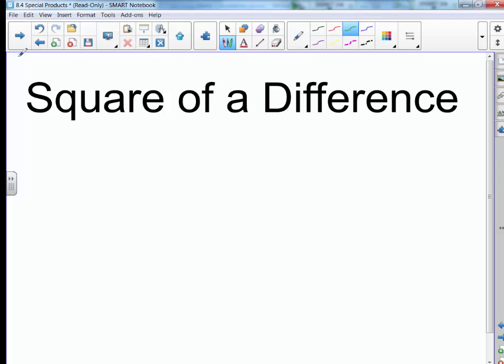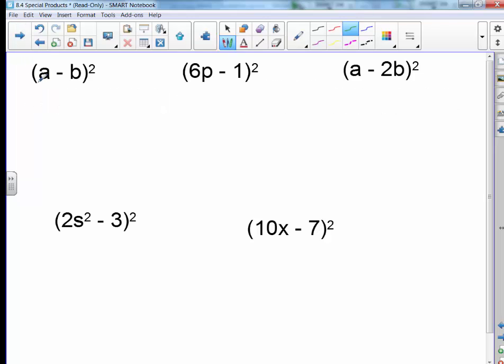Square of a difference. We just got through doing the square of a sum. The square of a difference is done the same way with one exception, and that one exception you'll see very quickly here, okay? This is going to be a squared. Do it the same way, okay? 2 times a times negative b will give you negative 2ab. And then negative b squared is positive b squared.